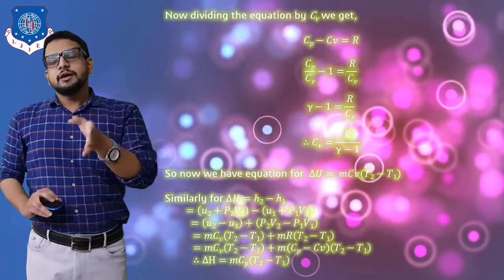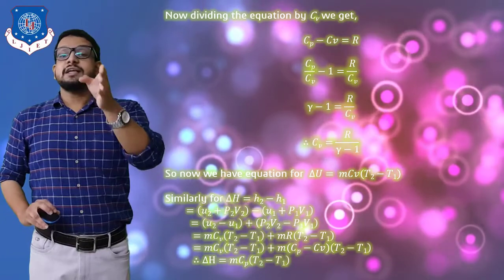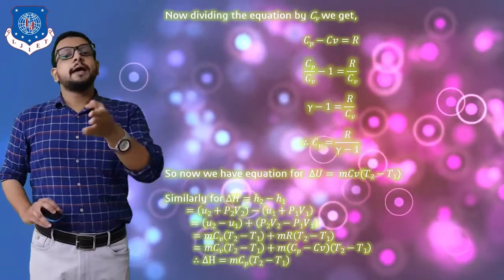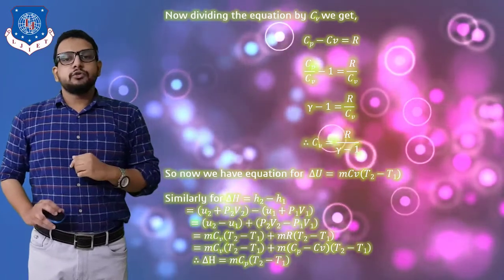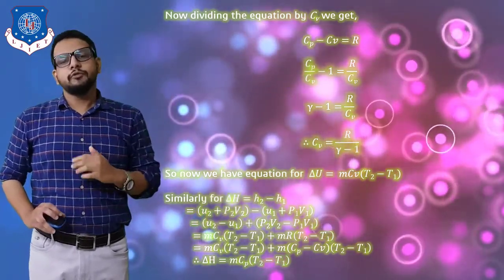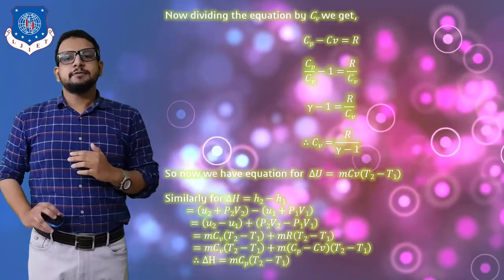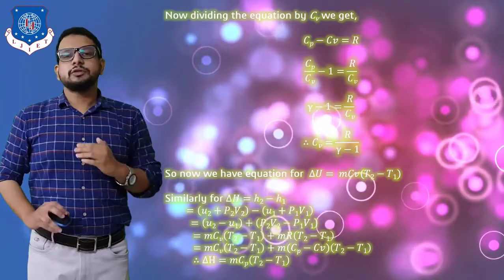So from this we have also got another formula for change in enthalpy, which is equal to mCp(T2 minus T1). Okay guys, so we are keeping up to here. I hope that you are clear with this topic of relationship between Cp and Cv, that is Mayer's equation. In our next session, we will do numericals based on this topic.